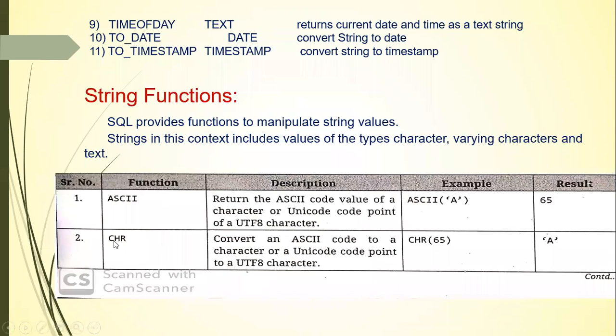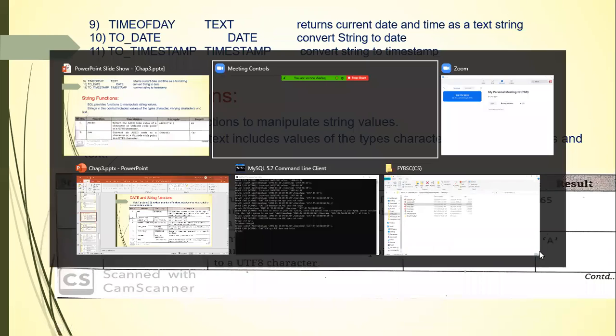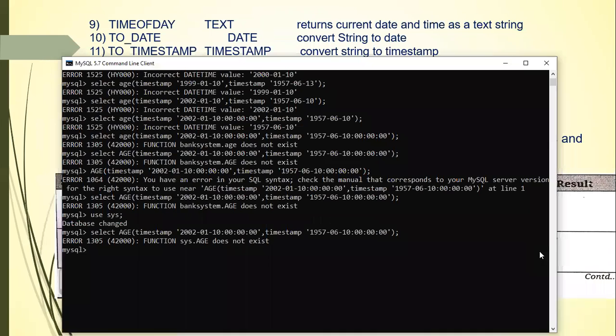And when we pass a value to the CHR function, we pass an integer value, and the corresponding character will be displayed, that is the capital A. This will display that particular character. Now we can consider one example for the ASCII.